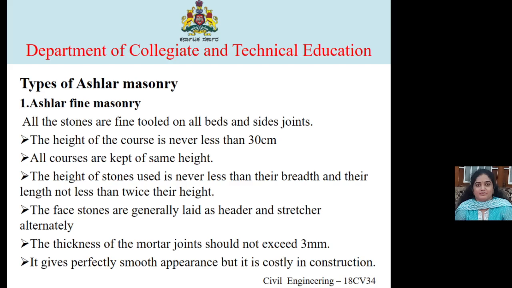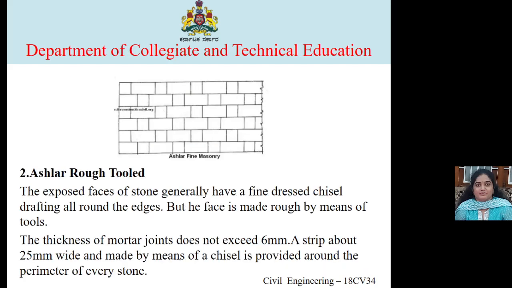These are some important features actually, and also the thickness of the mortar joint should not exceed 3 mm. So this is how the ashlar fine masonry looks.